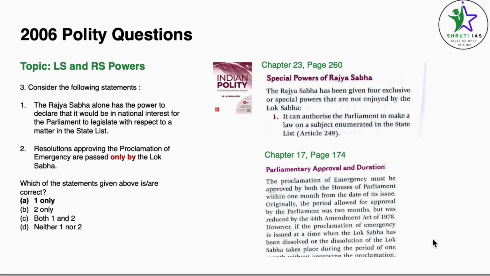However, if the emergency is issued at a time when Lok Sabha has been dissolved, or the dissolution of Lok Sabha takes place during the period of 1 month without approving the proclamation, then the proclamation survives until 30 days from the first sitting of the Lok Sabha after its constitution, provided that Rajya Sabha has already approved it in the meantime. So this makes our statement number 2 incorrect. So the answer becomes 1 only.